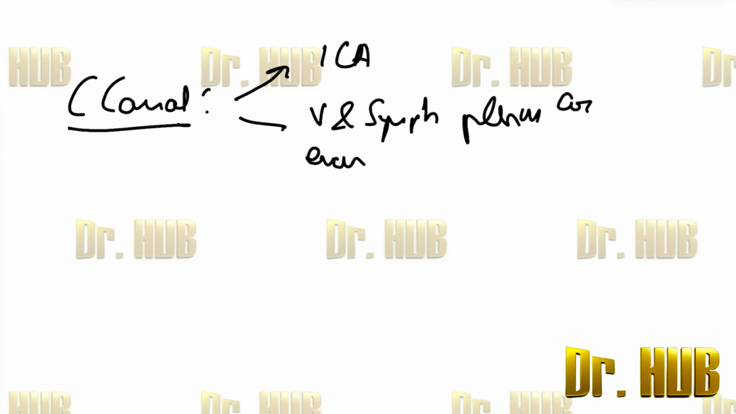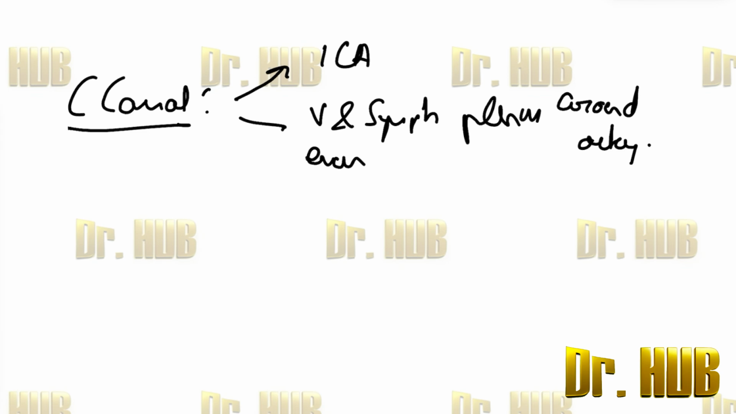What about the carotid canal and its contents? The carotid canal, we are writing as C canal. The carotid canal contains the internal carotid artery as well as the venous and sympathetic plexus around the artery.